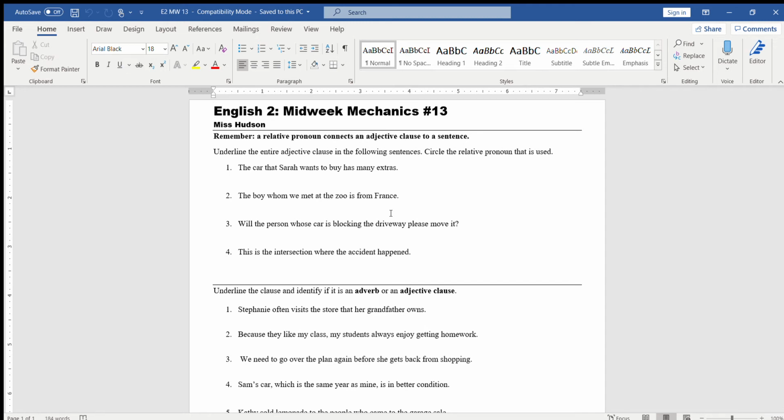So the car that Sarah wants to buy has many extras. What's my adjective clause going to be? It's going to go from that to buy, right? Because if we take it out of the sentence, we have the car has many extras. That still makes sense. So you're going to underline that Sarah wants to buy, and you're going to circle the relative pronoun of that. Remember, the relative pronoun needs to be underlined too. That's part of the clause.